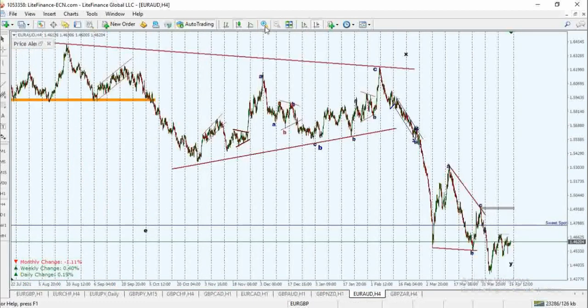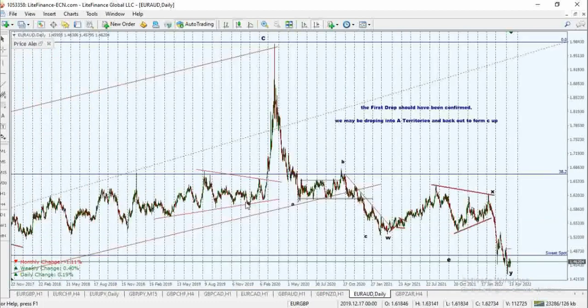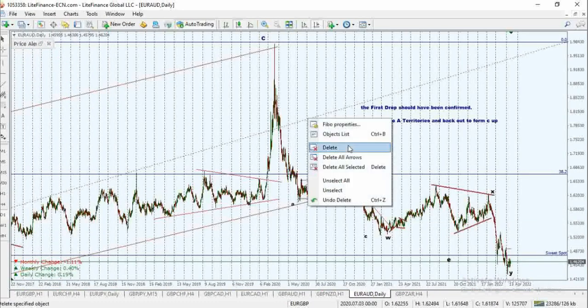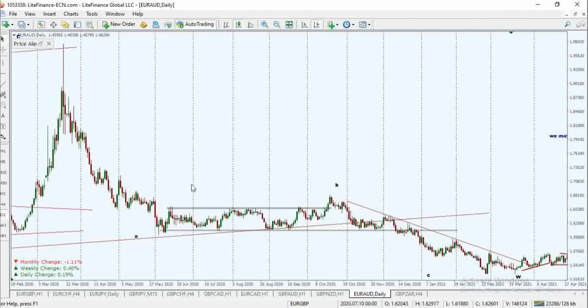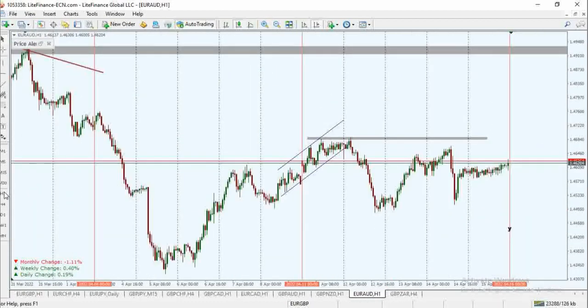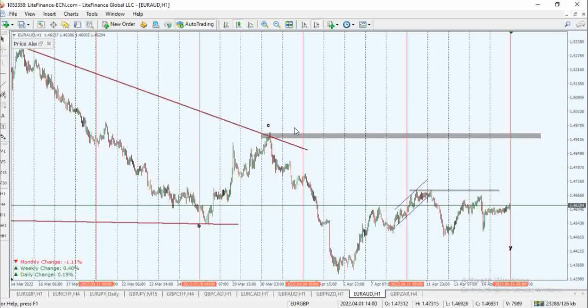I don't know which Fibonacci to choose. Let me just go check this out first. Okay, sorry about that. I want to take this off first. So what Fibonacci levels am I going to get off?